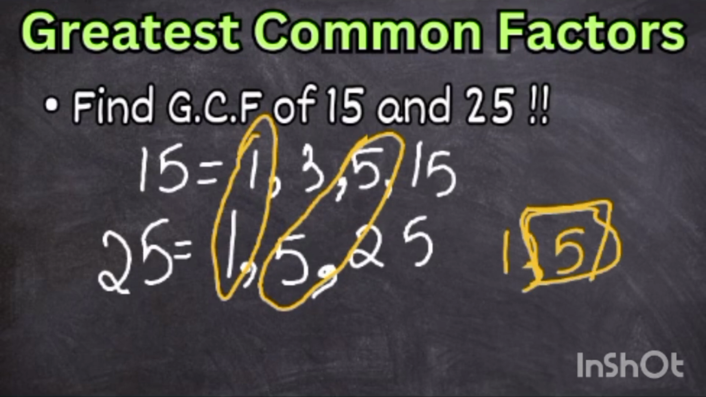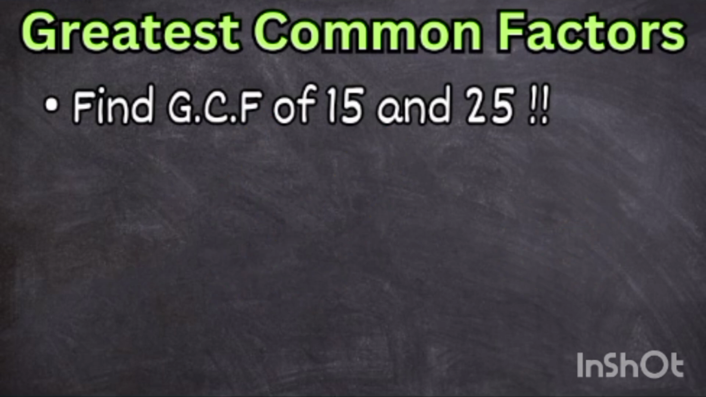So the GCF of 15 and 25 is 5. It's like having 15 and 25 balloons and wanting to make the biggest equal bunches. We can make bunches of 5 balloons.